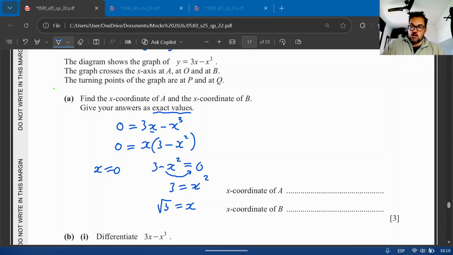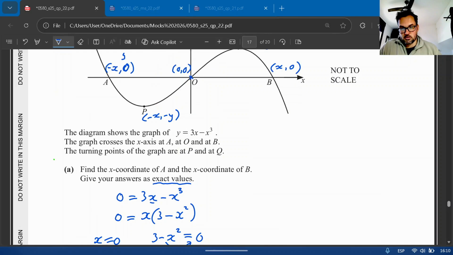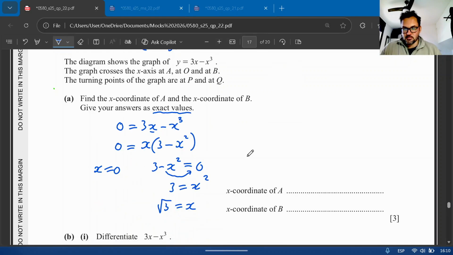Of course, we don't have a calculator, so we can't put it in, but that's good enough. But, alright, there are 2 points, A and B. Okay, so remember this: when you square root something, like we've done before in this paper, there's a plus and a minus answer.